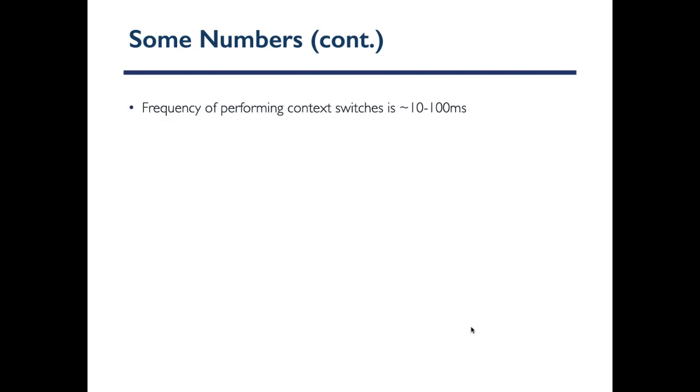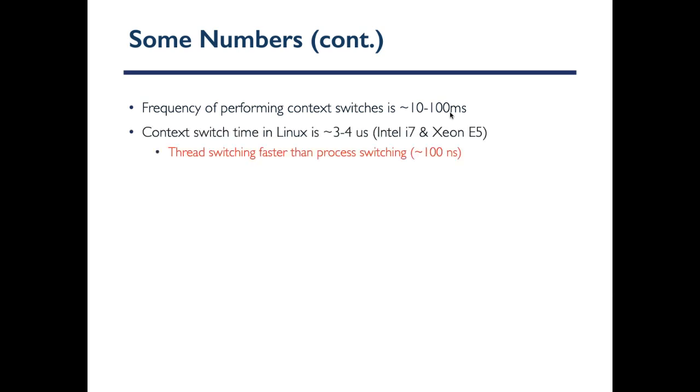Now, why are these numbers important? Well, from the OS point of view, the frequency of performing context switches is about 10 to 100 milliseconds. Usually in modern operating systems, you context switch within that frequency. The context switch time in Linux on these Intel i7 and Xeon processors was about 3 to 4 microseconds.